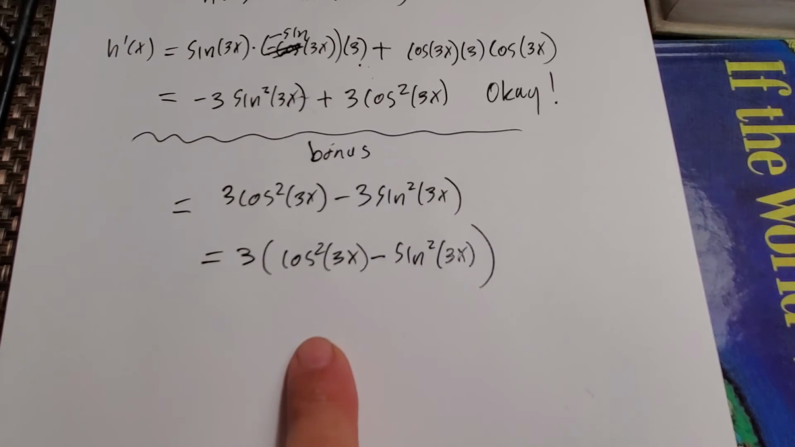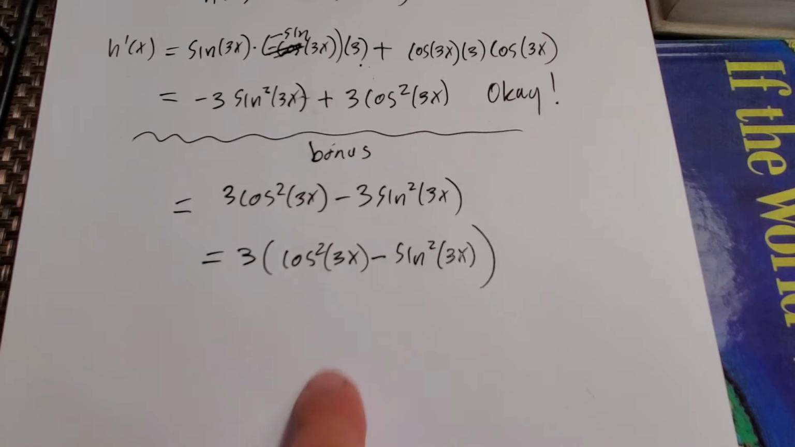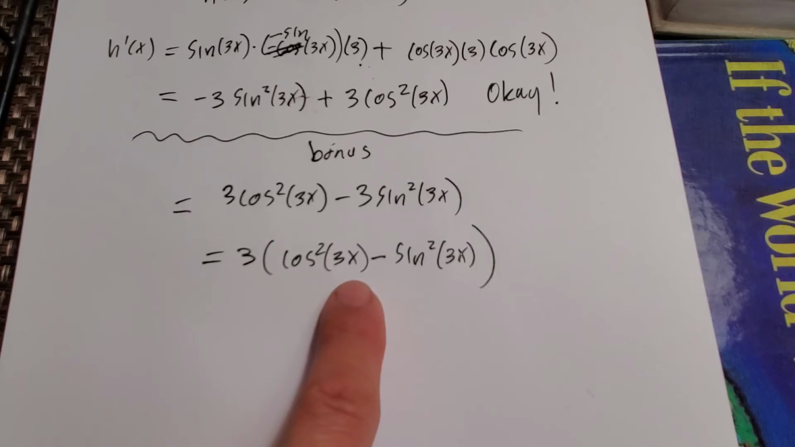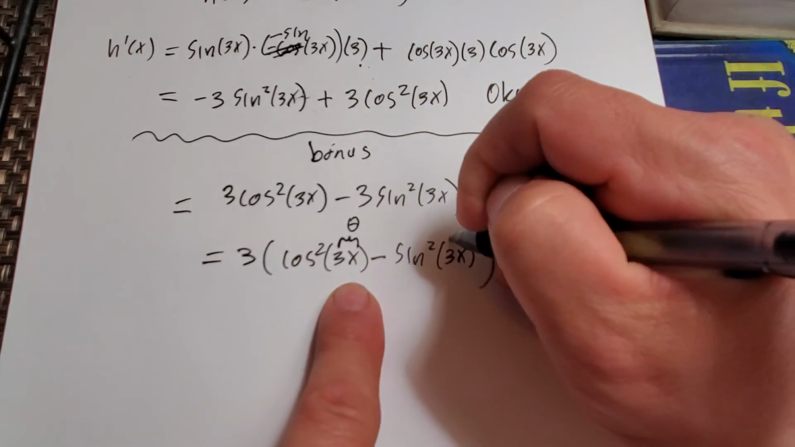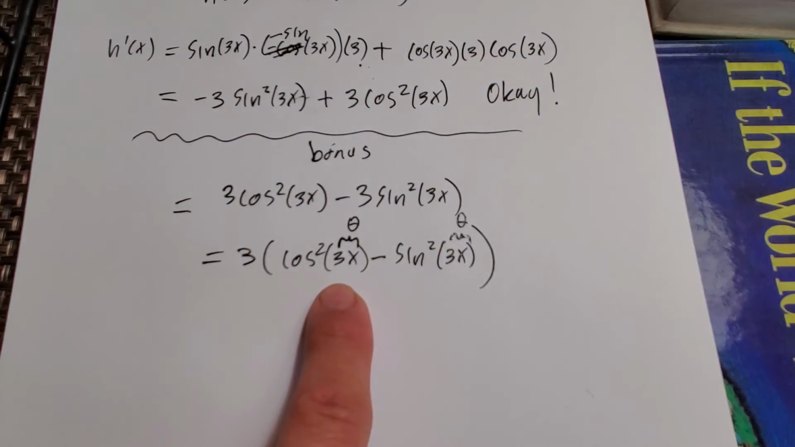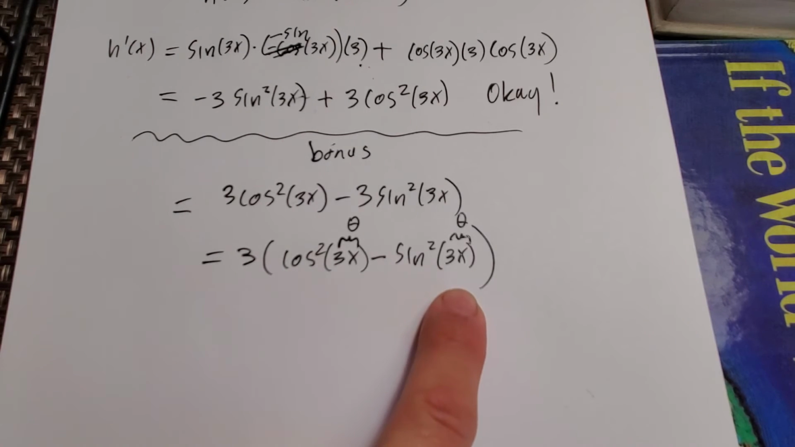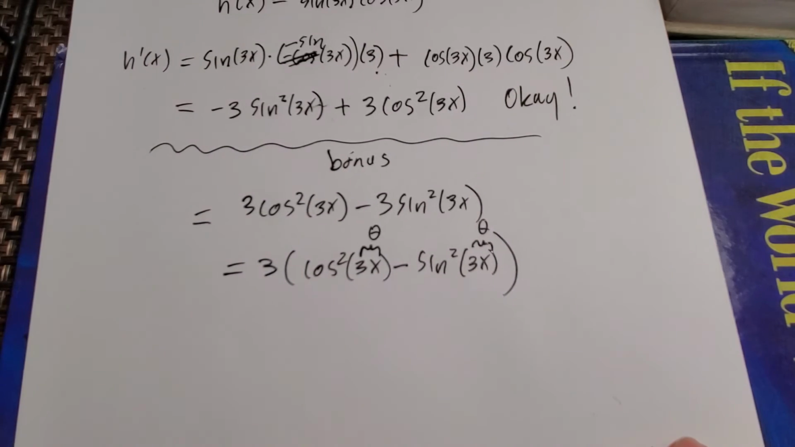Okay, now here's where I'm going to use the double angle formula. One of the double angle formulas tells me that if I have cosine squared of theta, and here 3x is really just theta, the double angle formula says cosine squared of theta minus sine squared of theta is really just cosine of 2 times theta. Let me actually write that down.